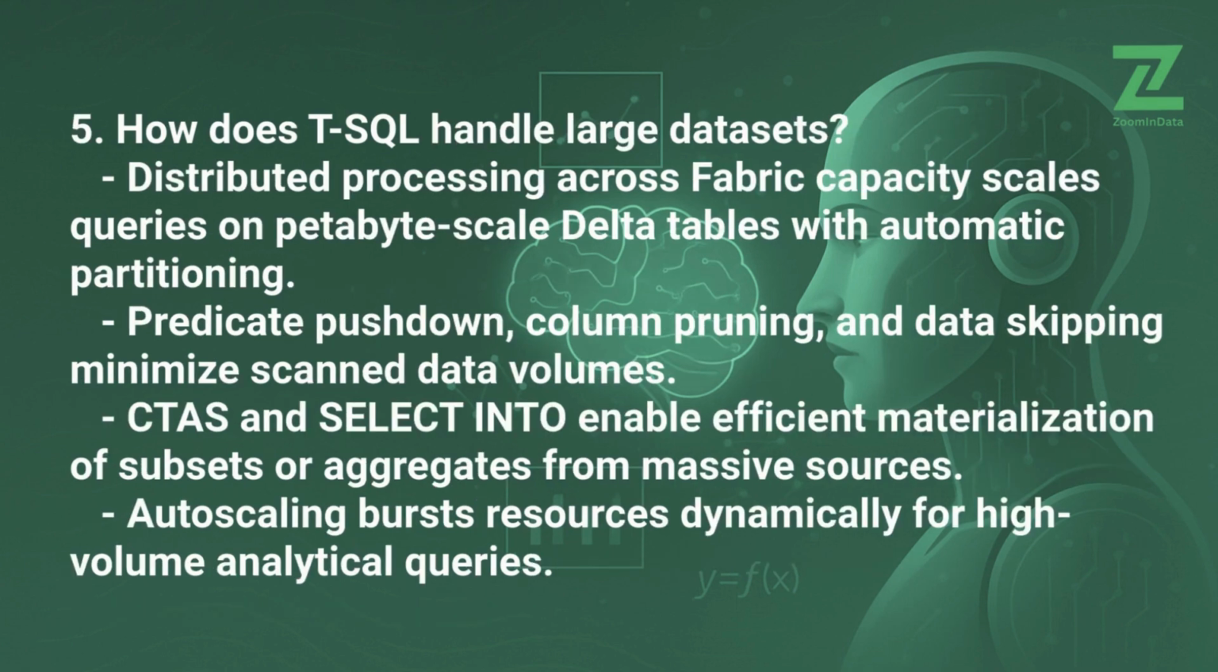5. How does T-SQL handle large datasets? Distributed processing across Fabric capacity scales queries on petabyte-scale Delta tables with automatic partitioning. Predicate pushdown, column pruning, and data skipping minimize scanned data volumes. CTAS and SELECT INTO enable efficient materialization of subsets or aggregates from massive sources. Autoscaling bursts resources dynamically for high-volume analytical queries.